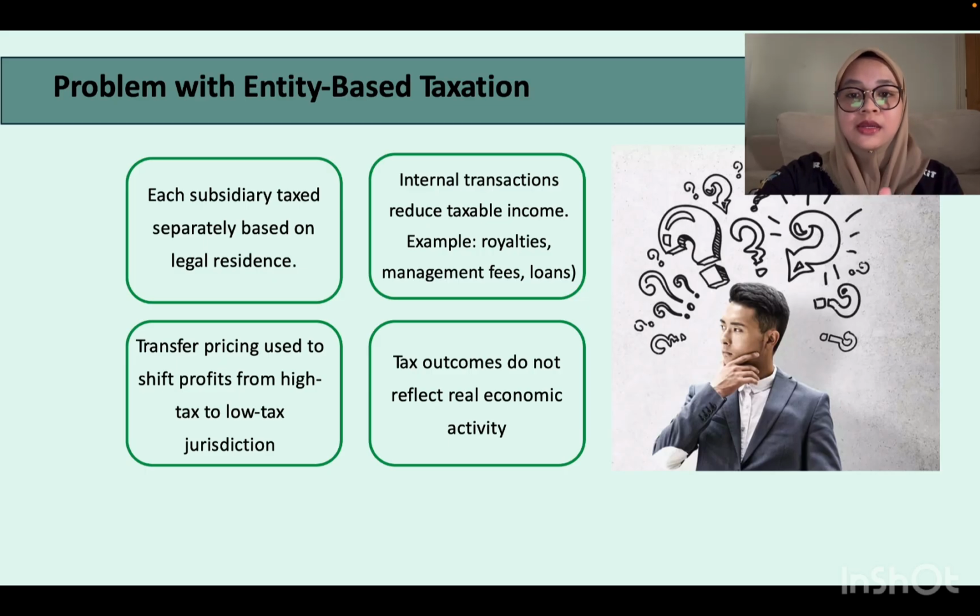Transfer pricing also plays a key role in this process. By setting transfer prices strategically, a multinational corporation can shift profit from a high tax jurisdiction to a low tax jurisdiction, just like I explained from the previous slides, even when little real economic activity occurs in a low tax country. As a result, the tax outcomes do not accurately reflect where the actual economic activity takes place. Profits may be reported in low tax countries while value creation, employees, and consumers remain in high tax jurisdictions.